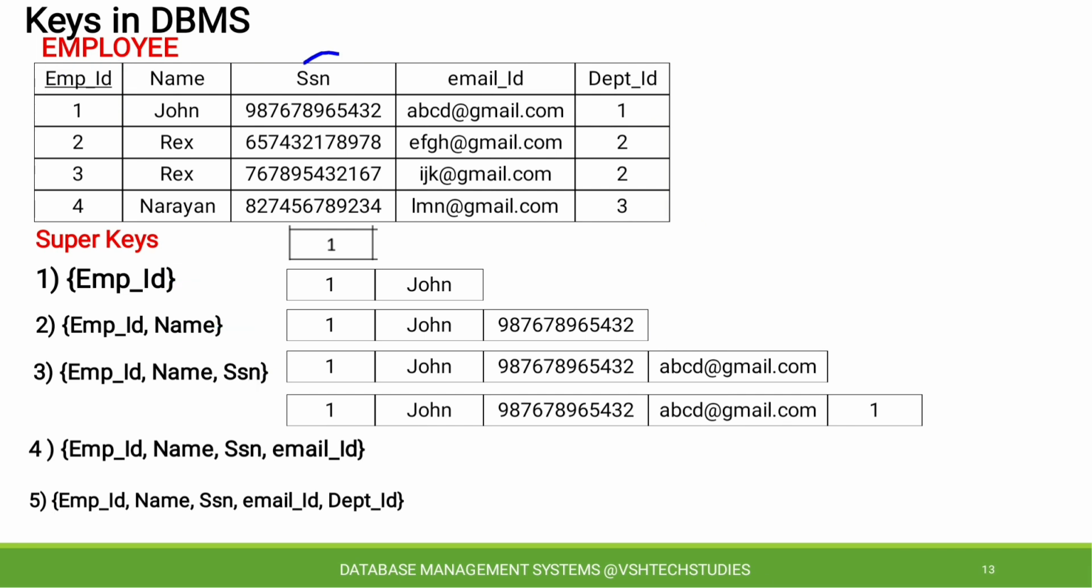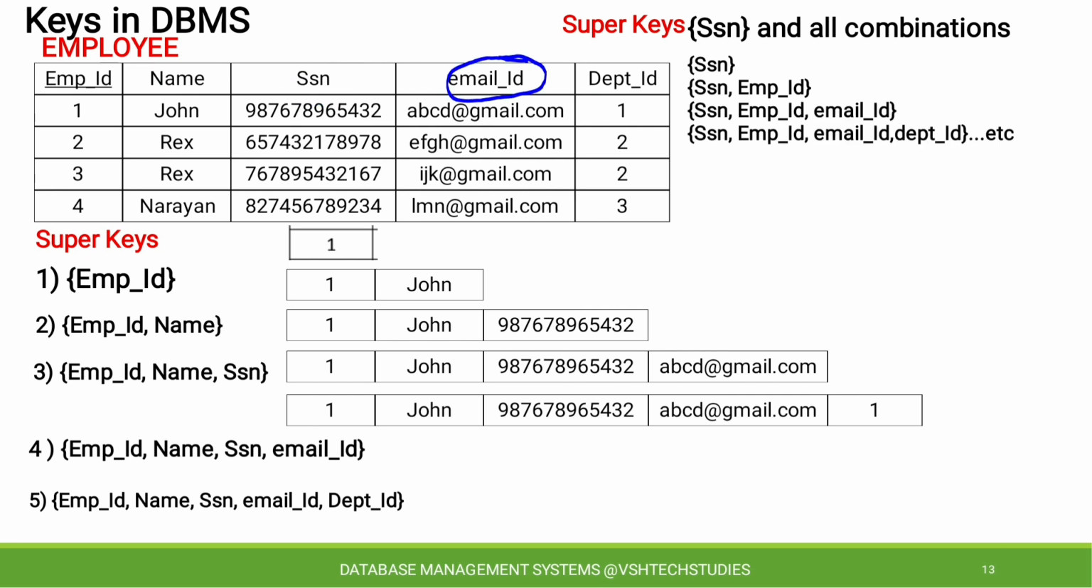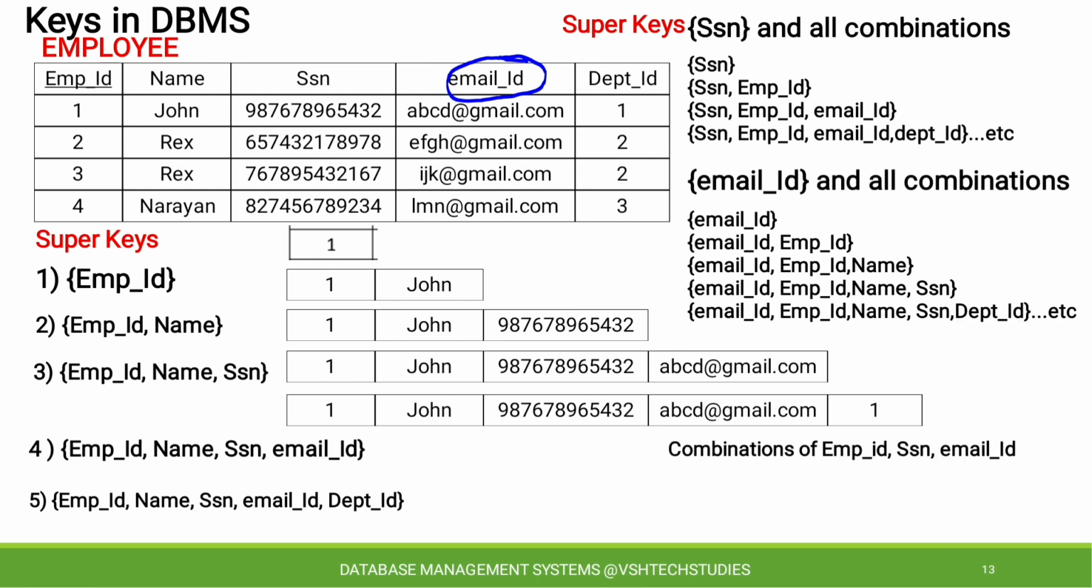Next, let us consider one more key for this table, that is the SSN attribute, and generate some more super keys. So those super keys are the SSN attribute, and the SSN attribute in combination with other attributes. Then taking one more key in this table, that is email ID, with email ID and all remaining combinations: email ID, that is the super key, email ID with EMP ID, then other combinations with email ID. Lastly, combinations of EMP ID, SSN and email ID. So EMP ID with SSN, EMP ID with email ID, SSN with email ID and many more.